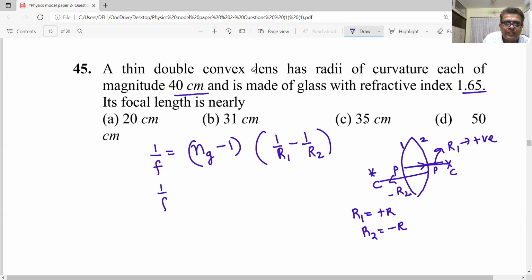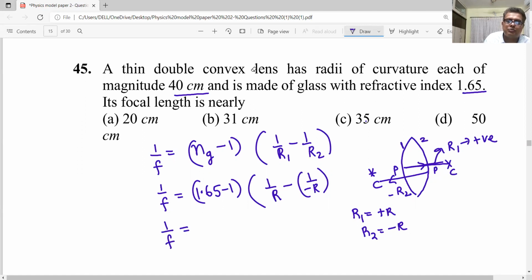So 1 by f is equal to 1.65 minus 1 into 1 by R minus of minus 1 by R. I want you to avoid this step. Your step should start from here. 1 by f is equal to 1.65 minus 1, that is 0.65, into 1 by R plus 1 by R, which is nothing but 2 by R. R value is nothing but 40 centimeter. Let it be 40 only.